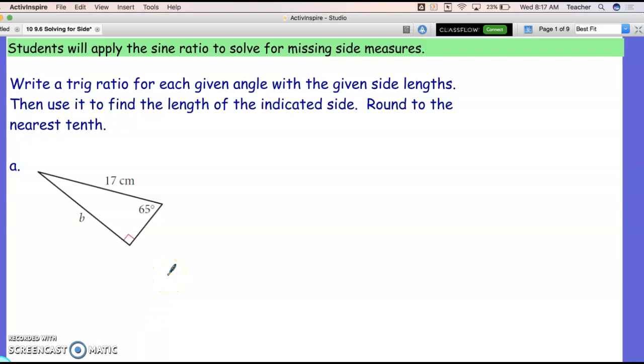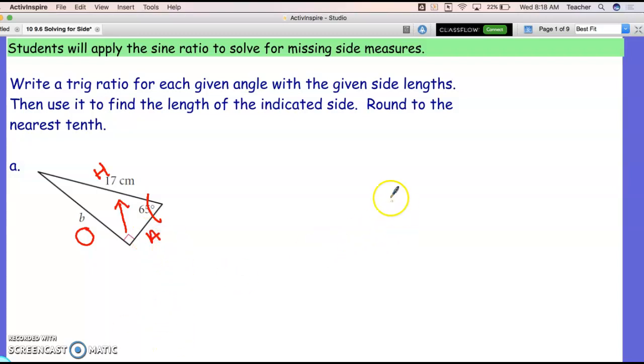Okay, so to figure out which trig ratio I'm going to use, I'm going to label the sides of my triangle like we were doing last week. So we're starting from this 65-degree angle. The opposite side is the one that's diagonally across from it, so the side that has this B on it over here. And last week we talked about the hypotenuse was the longest side. We can't always tell because not all the sides have numbers on them. Another way to think about it is the hypotenuse is always across from the right angle. So in this case, my hypotenuse is 17 centimeters, which means this side over here is the adjacent.